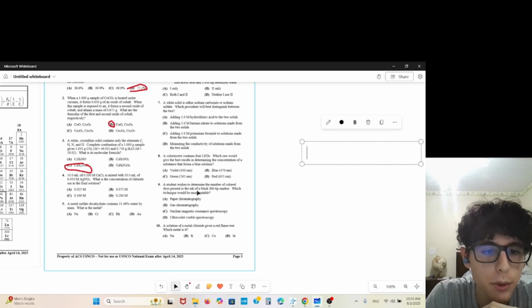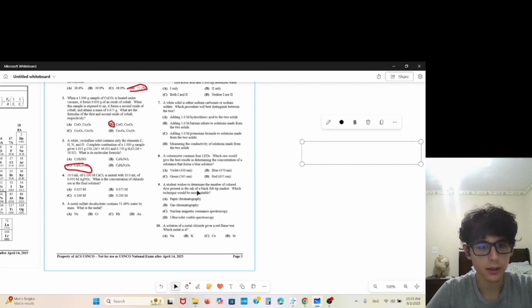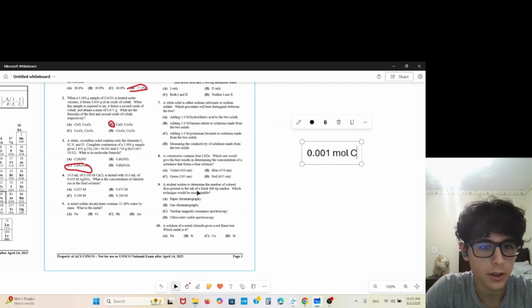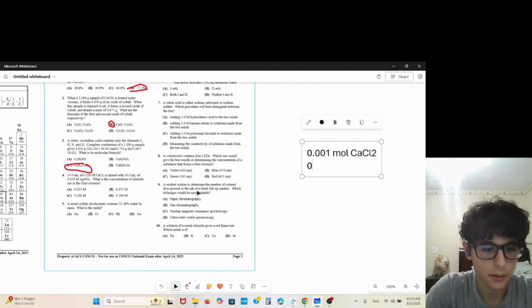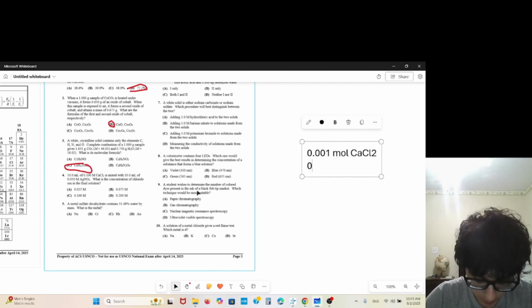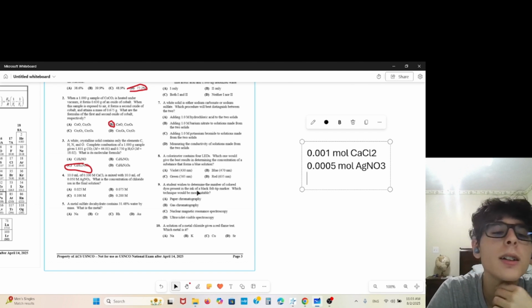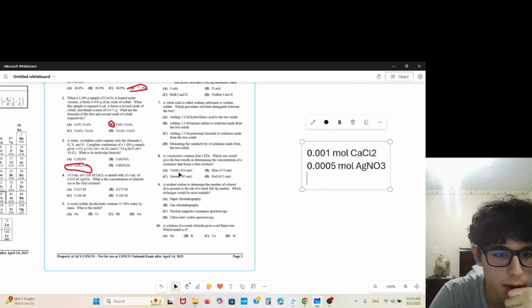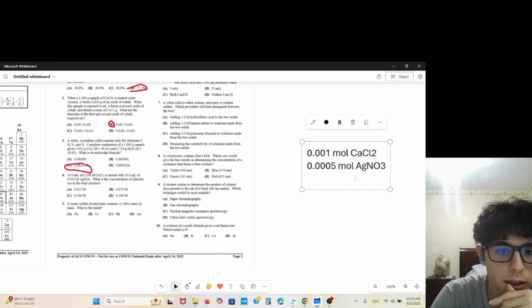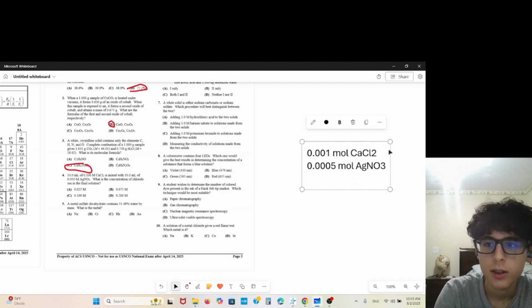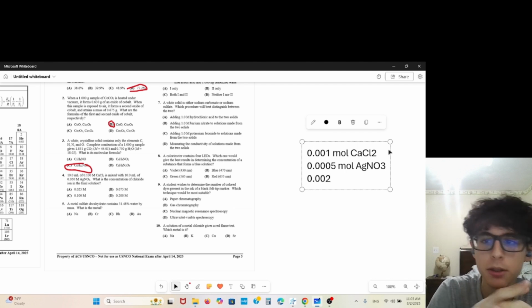So for this, 10 milliliters of 0.1 molar CaCl2 is mixed with 10 milliliters of silver nitrate. You want to know the moles. So 0.01 times 0.1, 0.001 moles CaCl2, and this is 0.005. Okay, now AgCl, right? What is the concentration of chloride ion in the final solution? So right now it looks like it's going to be 0.002 or something.